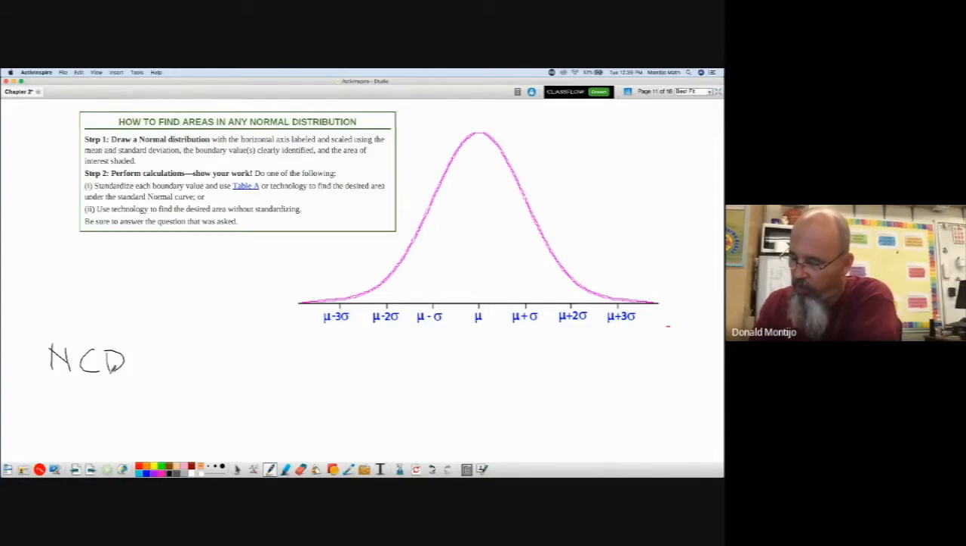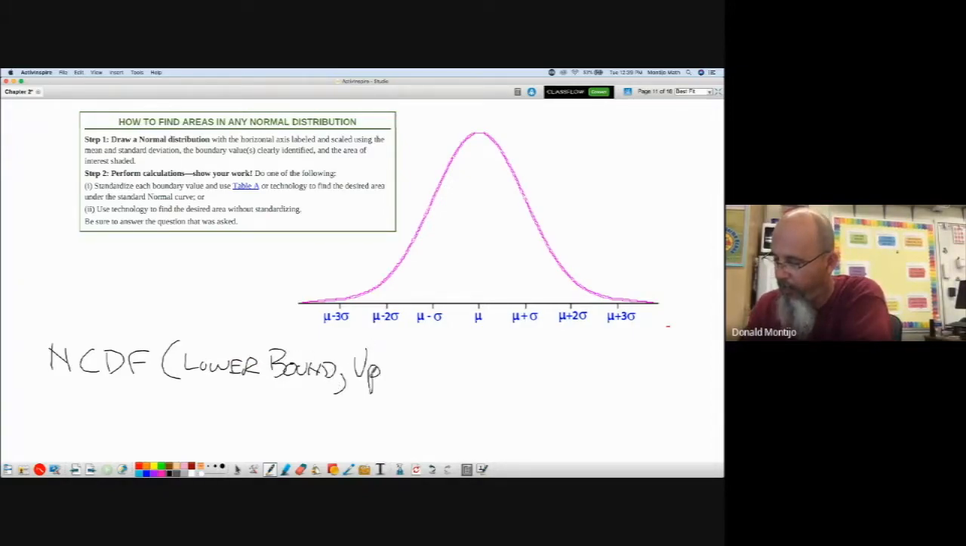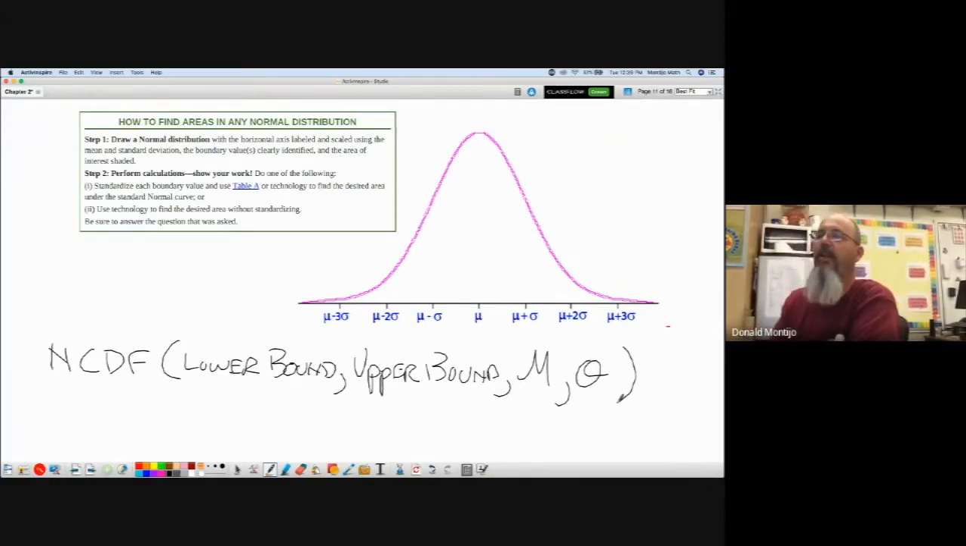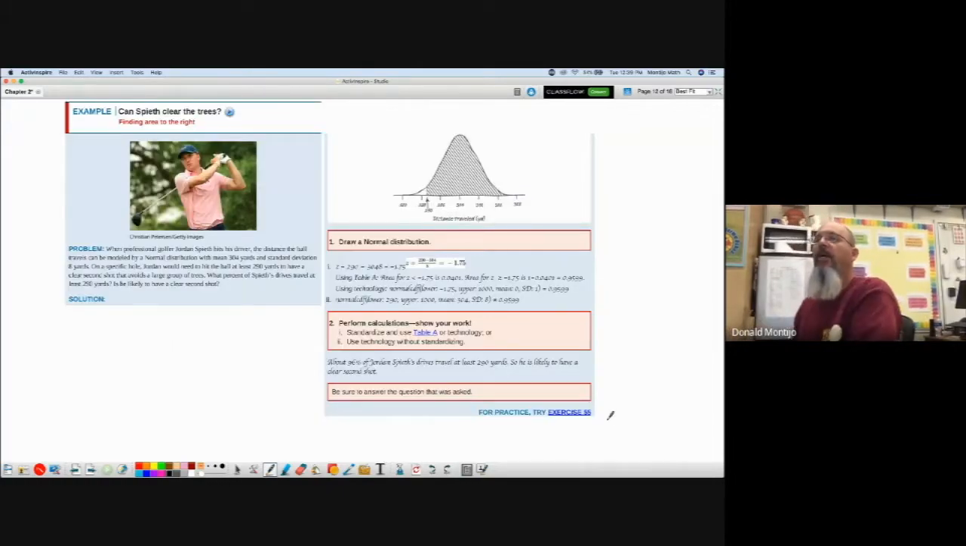We go to normal CDF, lower bound, upper bound, mean, standard deviation, and the calculator will do all the work for you. Pretty slick. Let's take a look at an example here.